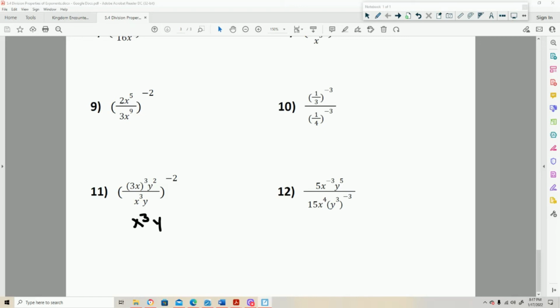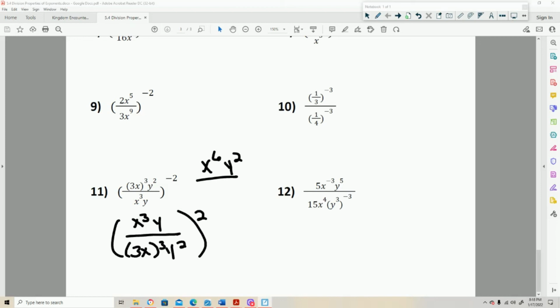x^3y over 3x to the third, y to the second, and that is now just squared. That kind of gets rid of the negative, and now you're just dealing with positive integers here. So we're going to distribute the 2, so I get x^6. Remember, a power raised to a power, multiply. x^6, it's y^2 on the top.